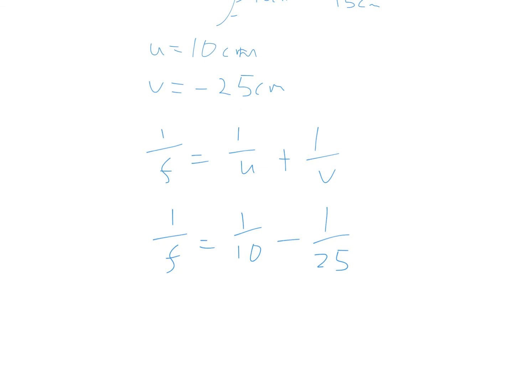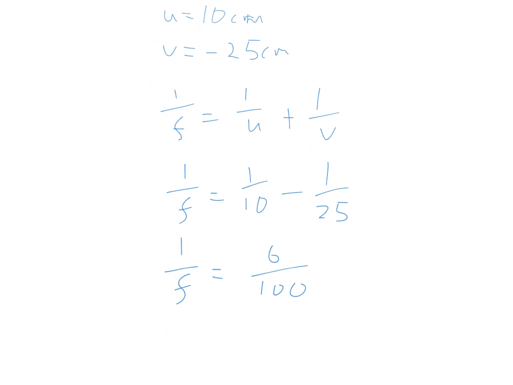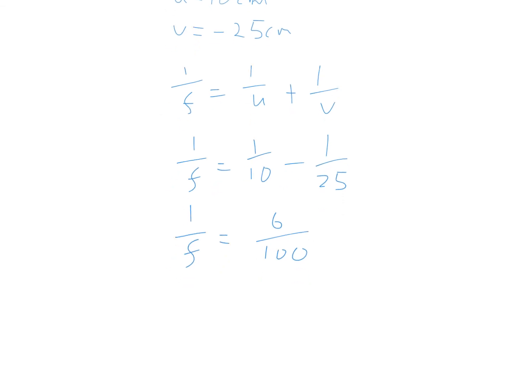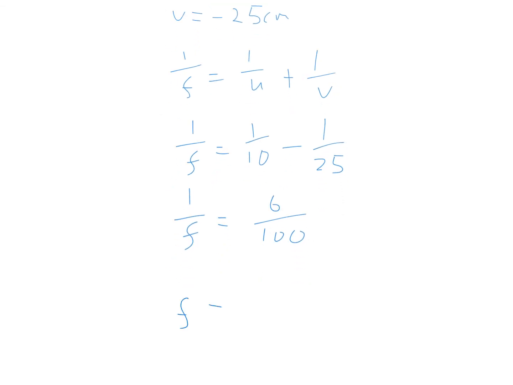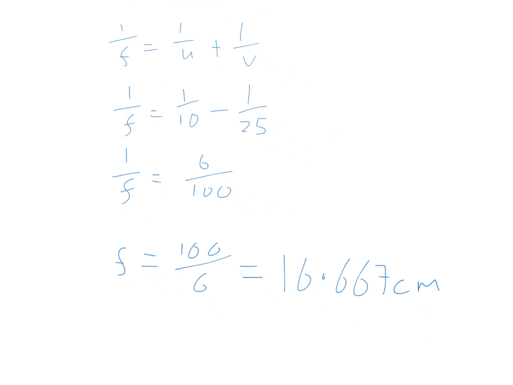So now if we take a tenth and take away a twenty-fifth, you can do it in your calculator, you get 6 over 100. I've done that out longhand using fractions here in my rough work. So then for the focal length, we can invert this. It'll be 100 divided by 6. Again, you can use your calculator if you like. The method is the same as I used there at question 8. And then you get 16.667 centimeters as your answer.